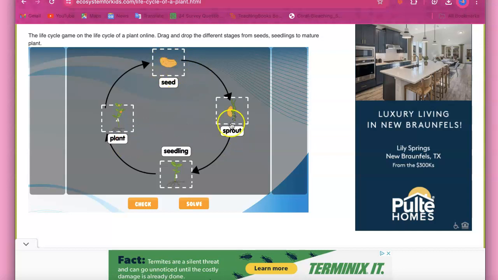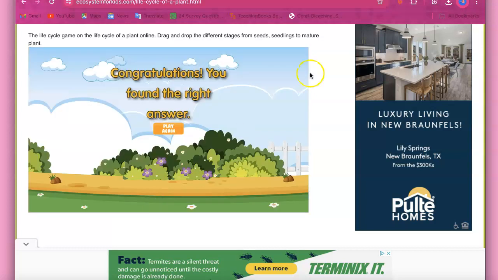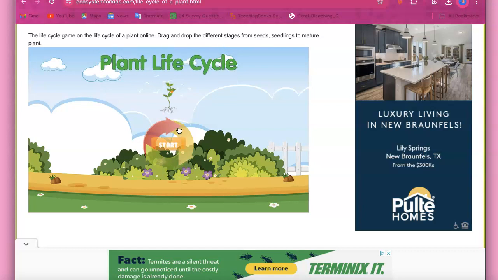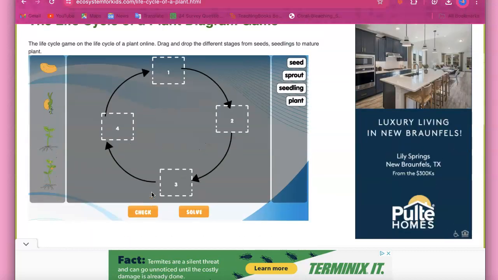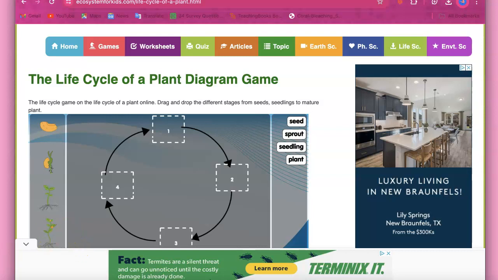pictures of the seed, the sprout, the seedling, and the plant. And then once you think you've got it correct, you just press check. And then it'll tell you if you completed it correctly. And then I want you guys to do it a couple of times just to make sure you have understanding of each of these. And that's it for the lesson today. Thank you.